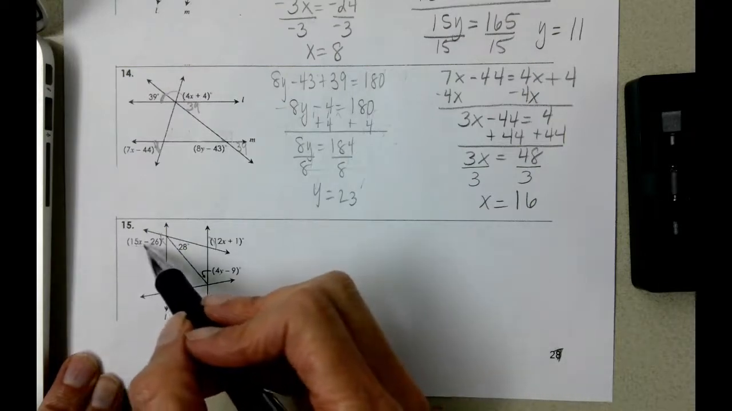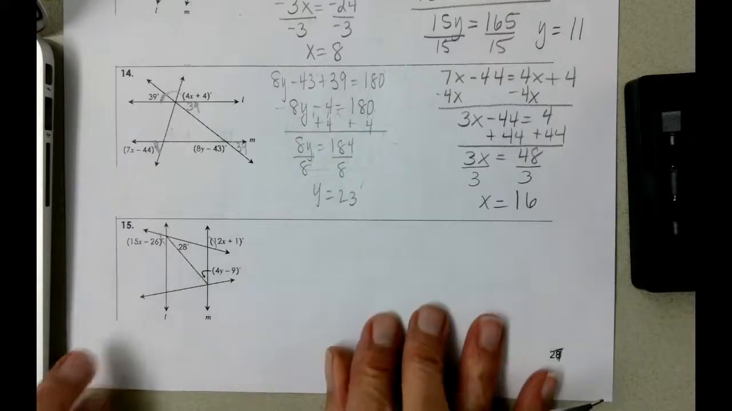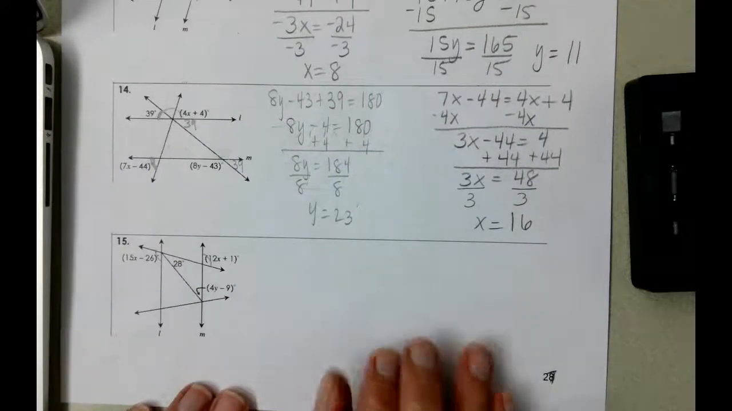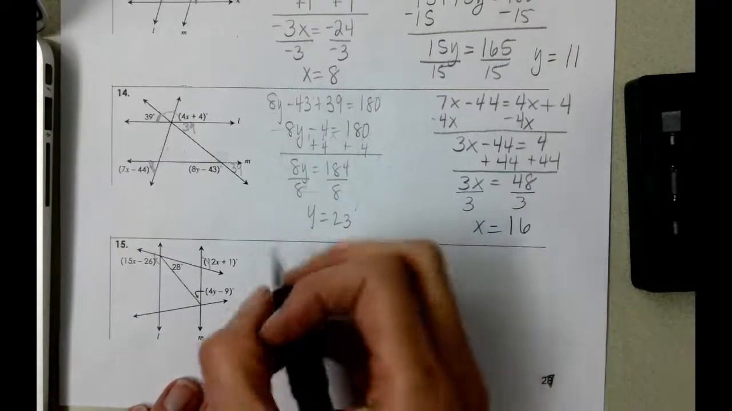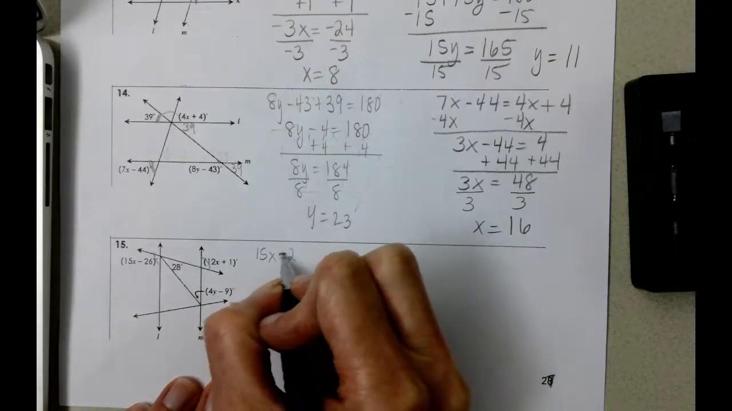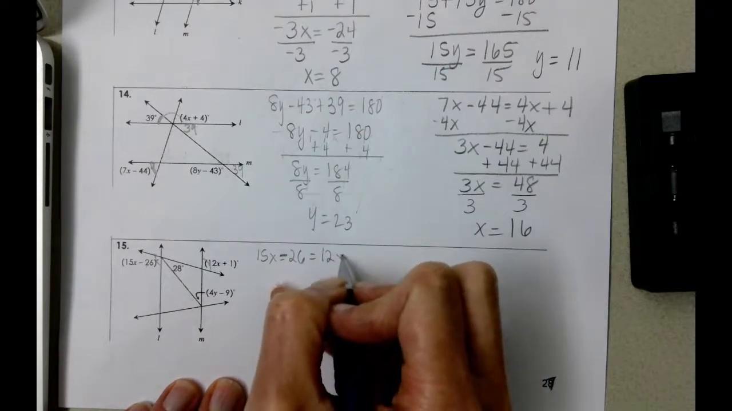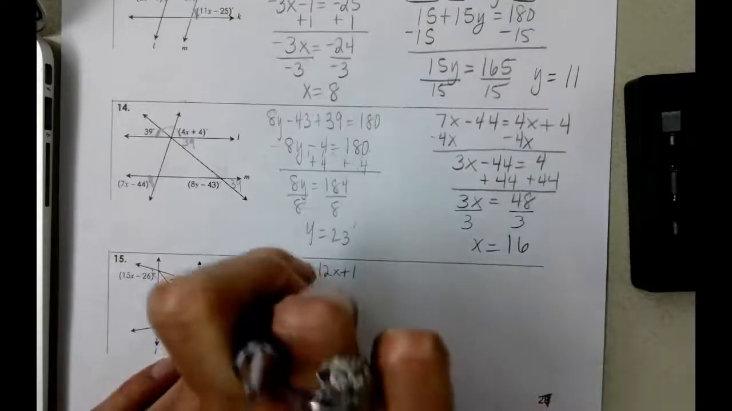And notice that 15x minus 26 is on one side of the line, 12x plus 1 is on the other side of the line. And what we know about alternate exterior angles is that they are congruent. So 15x minus 26 equals 12x plus 1. Let me erase there.